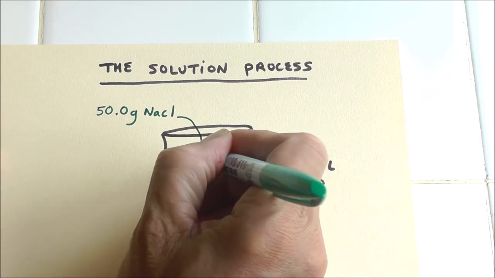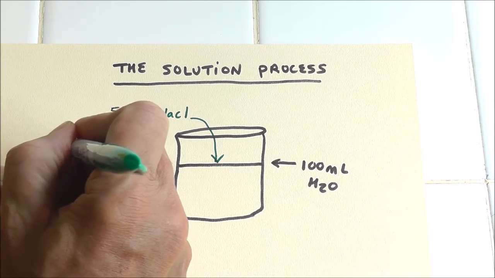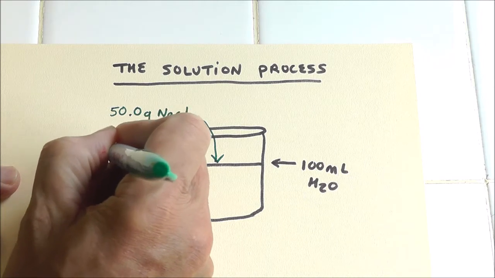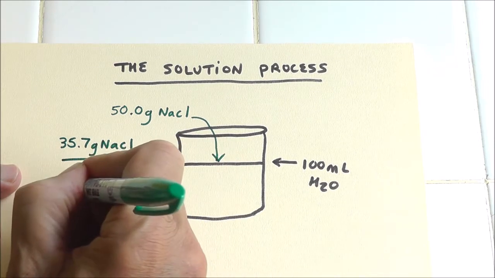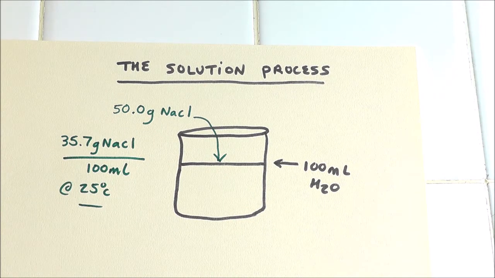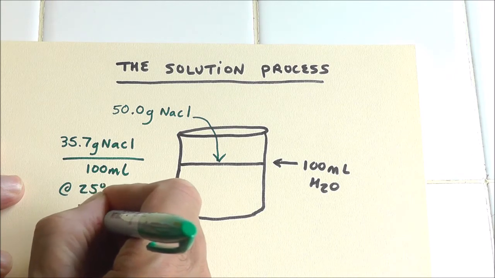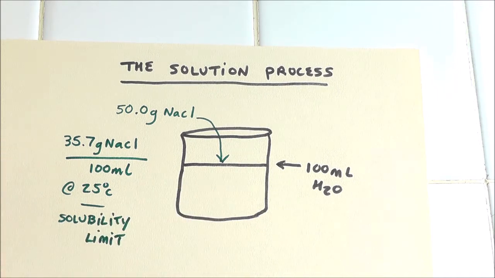And I go ahead and put that in there. And you might say, is all of it going to dissolve, or is not all of it going to dissolve? Well, I'll tell you right now, if we had this number right here, which is 35.7 grams of NaCl per 100 milliliters, at 25 degrees C, we'd have to go look that up. That's what we call the solubility limit. We should write that down. Sometimes they just call it the solubility, but it's a limit.